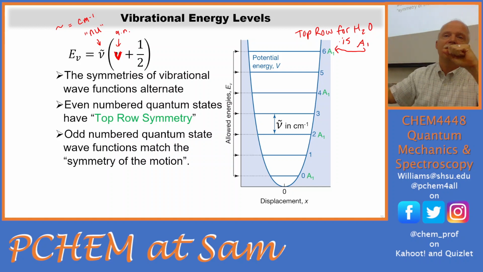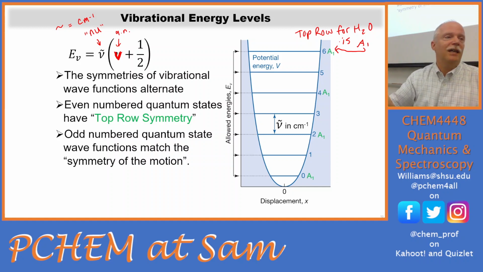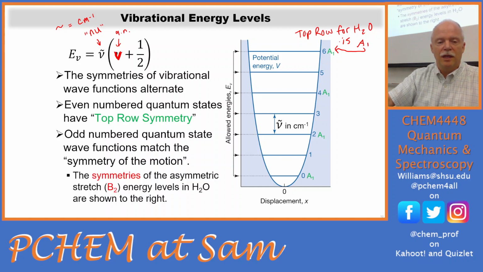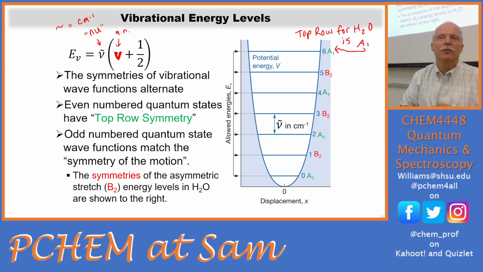But for the asymmetric stretch, what was it, B2? Look in your notes real quick and help me out. The asymmetric stretch, B2. Okay, so for the asymmetric stretch, the odd-numbered quantum states are B2 symmetry. So it really matters which motion we're talking about. So those 1, 3, 5, 7, and so on are going to be labeled B2.